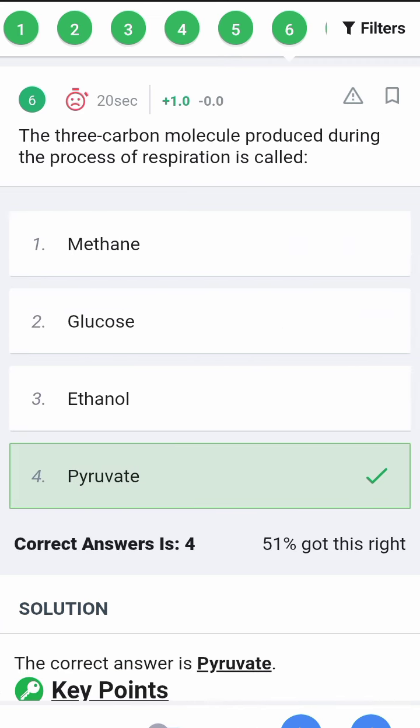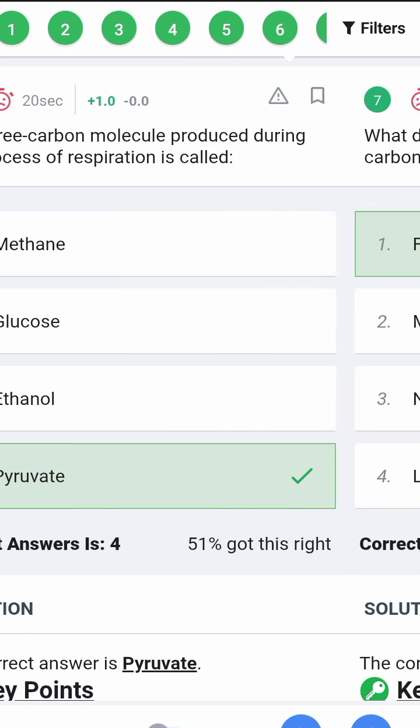The 3 carbon molecule produced during the process of respiration is called what? It's pyruvate. In the respiration process, 2 pyruvate molecules are formed in the glycolysis process after breakdown. Okay, so pyruvate is the good answer.